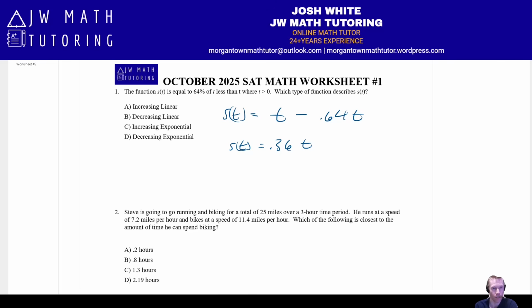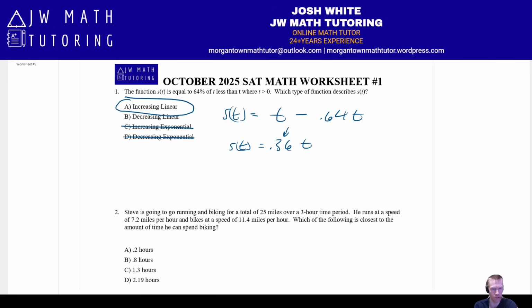Okay, so at this point, first of all, hopefully you recognize it's linear. It is not exponential, so we can get rid of these two. And it's also going to be increasing because this 0.36 out here, this is really the slope, and this is a positive number. Therefore, this is going to be an increasing linear function.